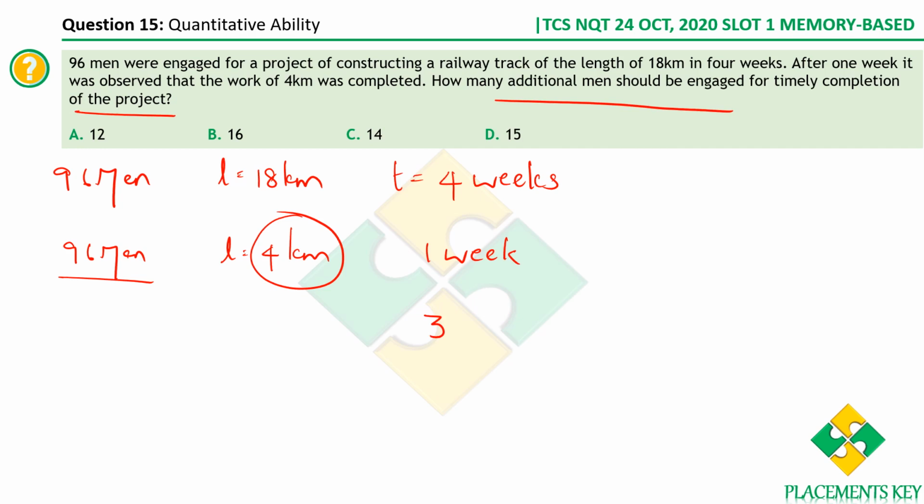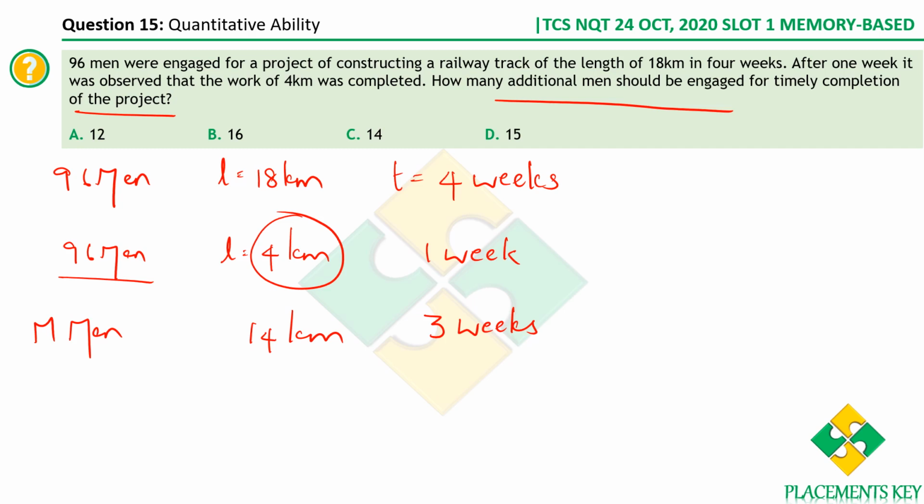Now how many more weeks do we have in hand? It's only 3 weeks. And how many more kilometers should we construct? 18 minus 4, that is 14 kilometers. Now let's say the total number of men required for that be m men. We'll figure out m and subtract 96 from m, and you get the answer. Definitely we know that the number of people who work on it should be more than 96.